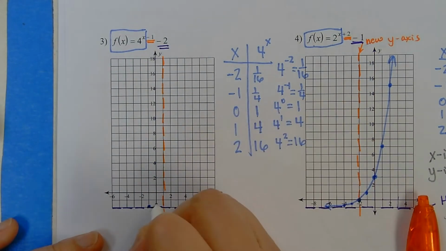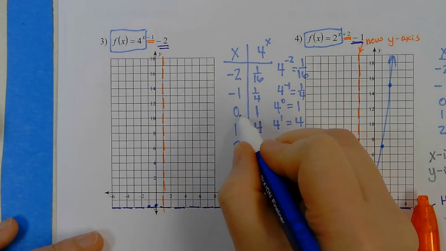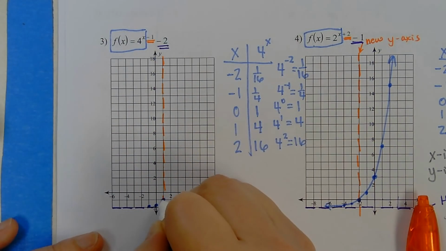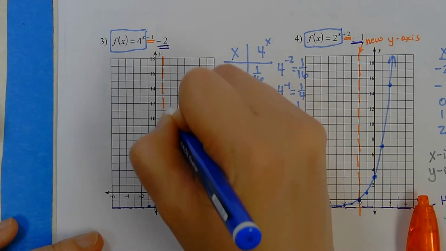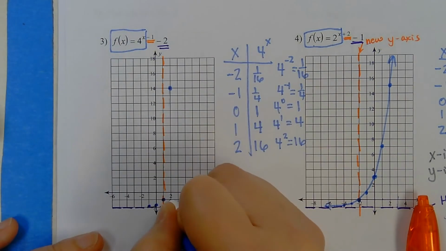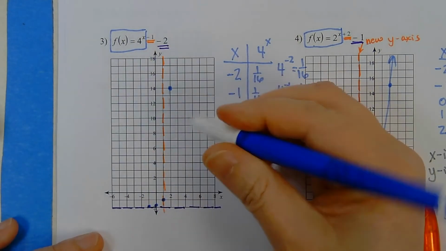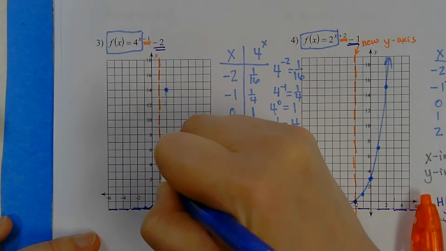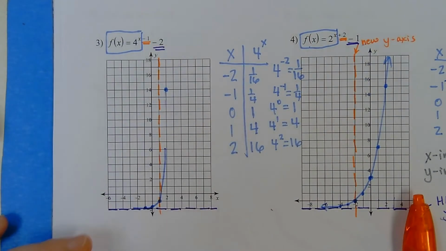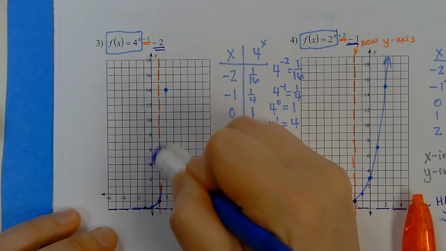So -1, we got 1/4, so it's like a quarter of the way up. And then 0, 1, so 0, 1. Then 1, 4. And then we're going to go all the way up here to 16. 1, 2, 3, 4, right? Count it all up. That's going to be 16. And so here, do you see it's a little bit more steep? Oh, shoot. Oh, no, that's not good. I went too fast.